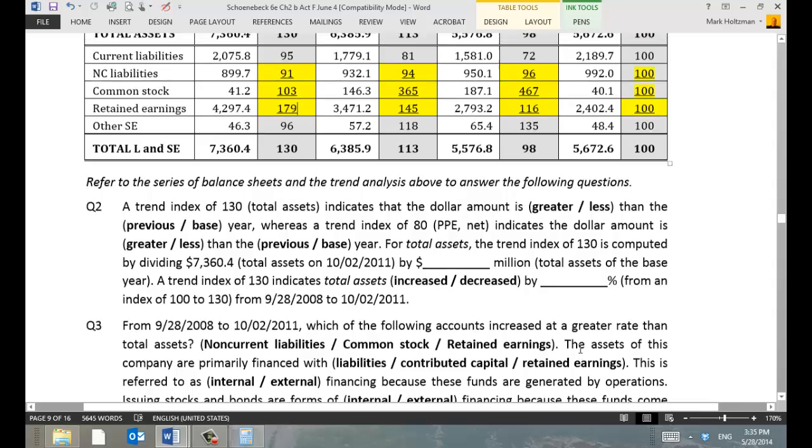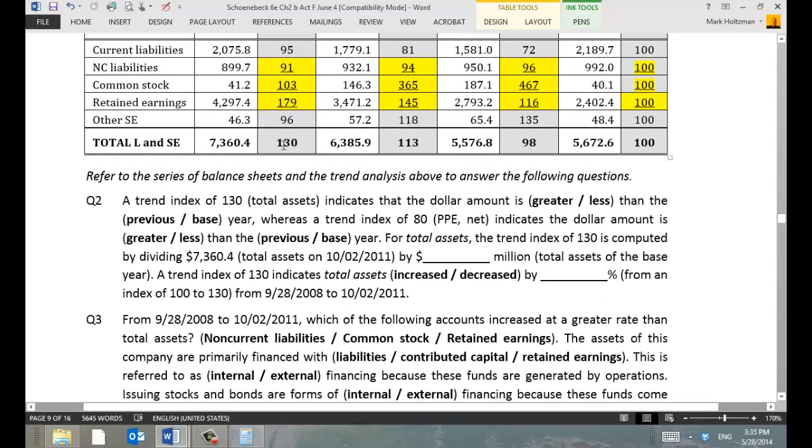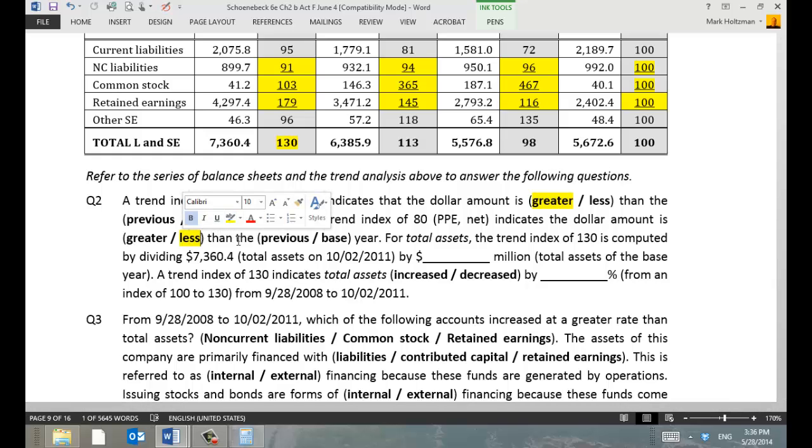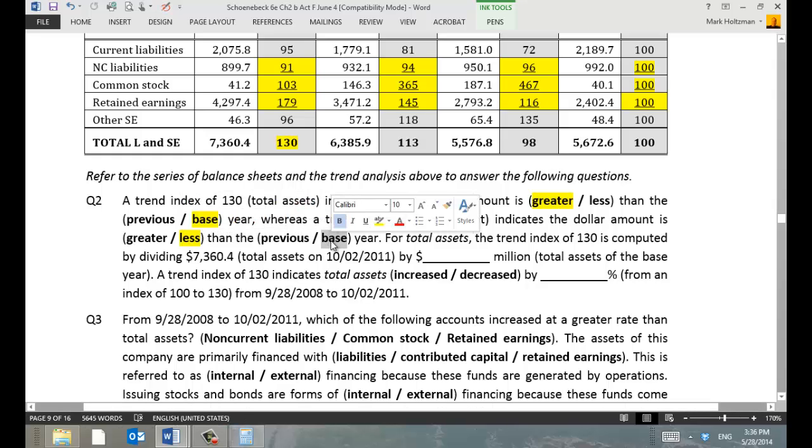A trend index of 130, like here, indicates the dollar amount is greater than the base year, whereas a trend index of 80 indicates the dollar amount is less than the base year. Be careful of that, because a lot of students confuse that and they divide by the previous year instead of the base. So you always divide by the base year.